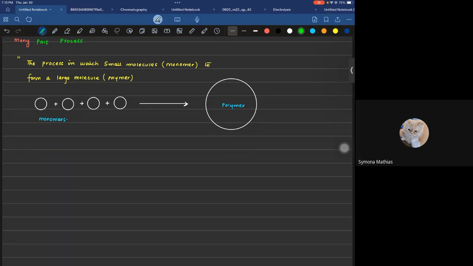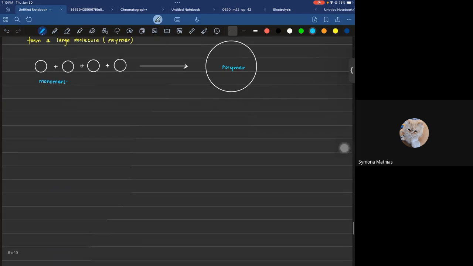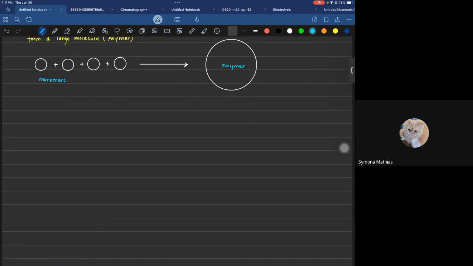Let's suppose I have ethene, say 100 molecules of ethene, and I'm going to join them together at high temperature and high pressure. How can I join different ethene molecules and form a polymer? Basically, you have to break down the double bond, the pi bond, so that the small molecules may join with each other and form a large molecule that is called polymer.